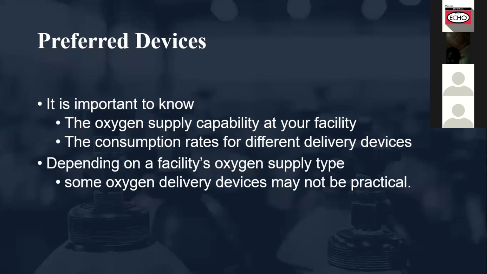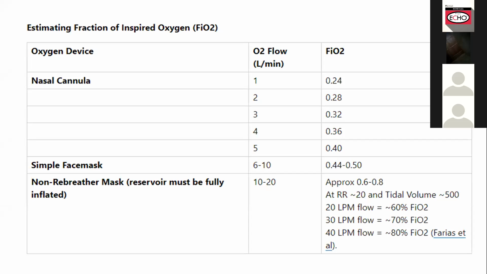Depending on the facility and oxygen supply type, some oxygen delivery devices might not be practical. For example, I'm sure in most DHs you don't have Venturi. So maybe also you don't have those CPAP machines, probably. But it means here you use what you have in your settings. So let's go to the next slide to see those devices.